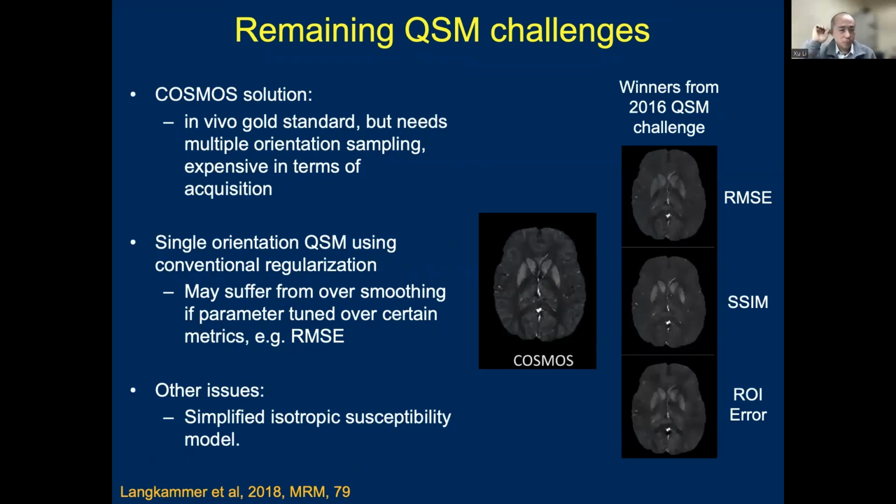Of course, there are still some remaining technical challenges for QSM, as summarized in our first QSM challenge. We know that the COSMOS solution is the gold standard, but it's expensive in terms of acquisition. And for single orientation QSM, usually we need a pretty careful tuning of the hyperparameters. If we tune it over certain metrics, you may get over-smooth QSM maps. And also we know in QSM, we used a simplified isotropic susceptibility model.